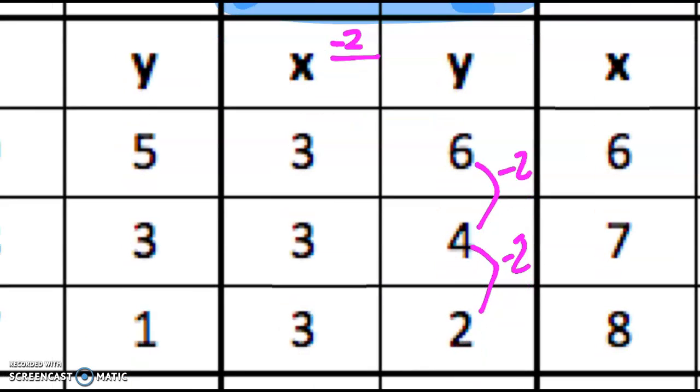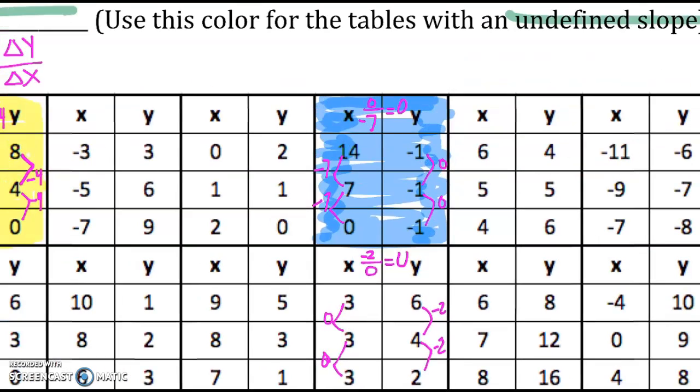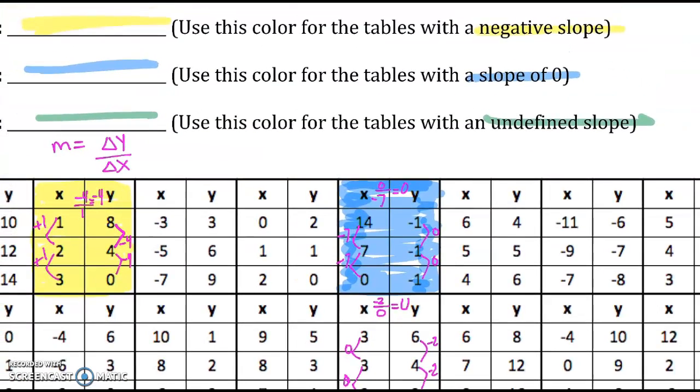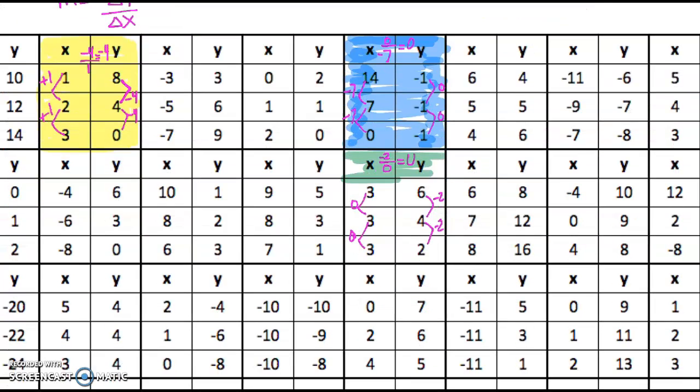What about my x values? What happens when I go from 3 to 3? Nothing's changing, right? So I have 0 change for my change in x. So my change in x is 0. Now I have -2 divided by 0. What does that simplify to? I cannot divide something by 0, right? The little rule is if 0 is under the line, it's undefined. So this one is going to be undefined. Instead of writing that word, I'm just going to put a U for undefined because I don't have enough space. And for my undefined slopes, I chose green. So I'm going to choose my green highlighter and highlight that table.